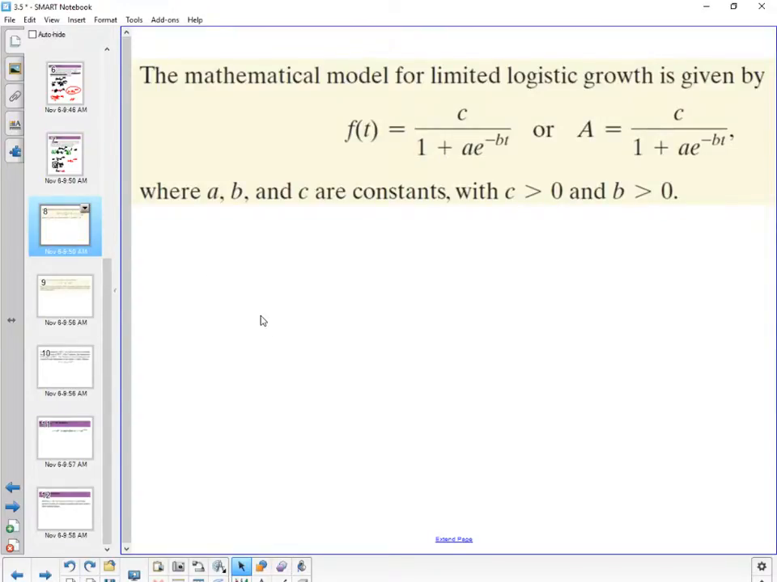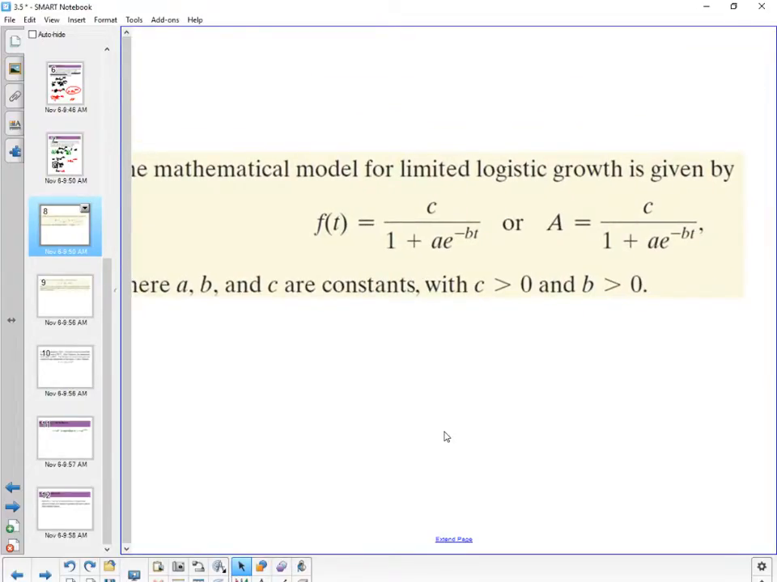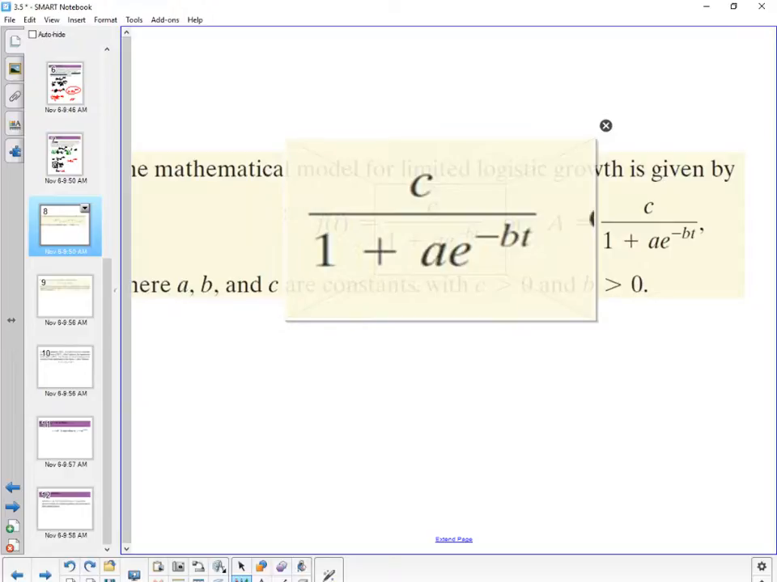Get these formulas down. This is the mathematical model for limited logistic growth. I think so. Let me try my magic marker. Does that work? Is that an E or a C? That's a C. C at the top. What is that called? Limited logistic growth. This is limited logistic growth. Write it down. Limited logistic growth.